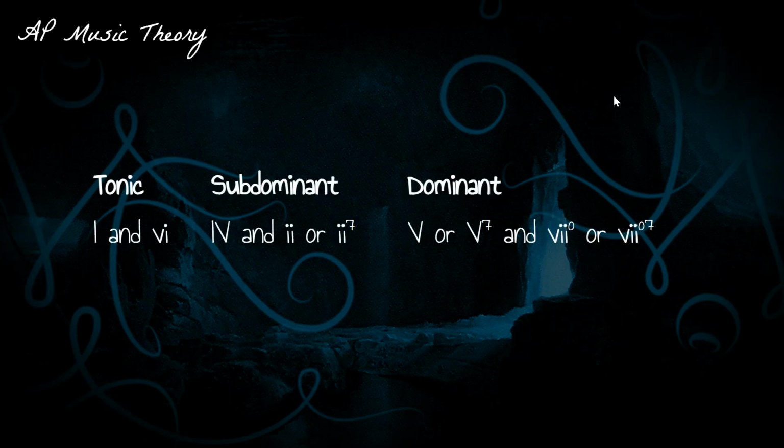So what do we know for sure? This information we must have already stored and ready to use. The 3 harmonic areas and functions are tonic, subdominant, sometimes referred to as predominant, and the dominant. The harmonies that represent these functions are, here we have the tonic and the submediant, the subdominant and the supertonic with a 7th, and the dominant with a 7th, and the leading tone diminished triad or leading tone diminished 7th.